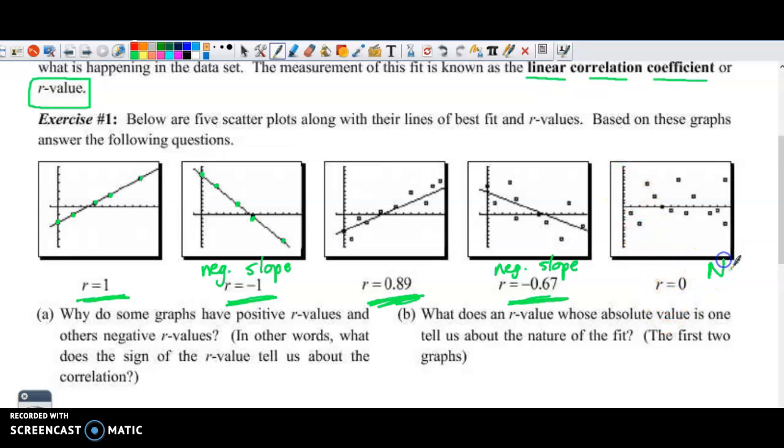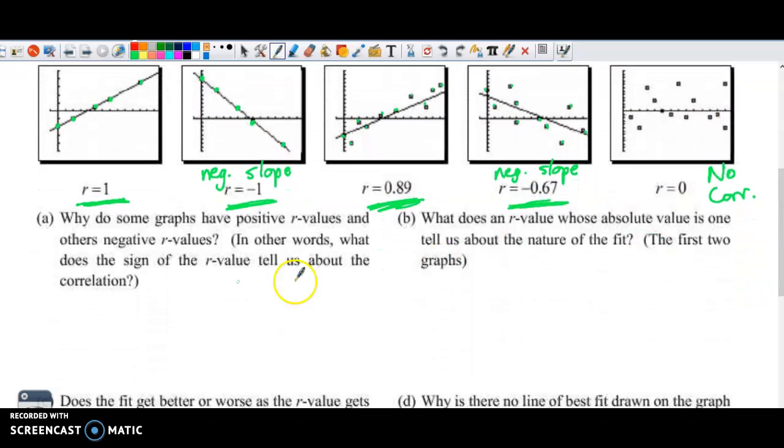Now this next one, don't think of this as a slope of 0. It just means that there is no correlation. Because what does that mean? If you look at the scatter plot, it's all over the place. It doesn't look like it's going up and to the right. It's not going down and to the right. Whereas this one, it's pretty clear that the points are going up. And on this one, the points are going down as we go to the right. So that's how we can do that.